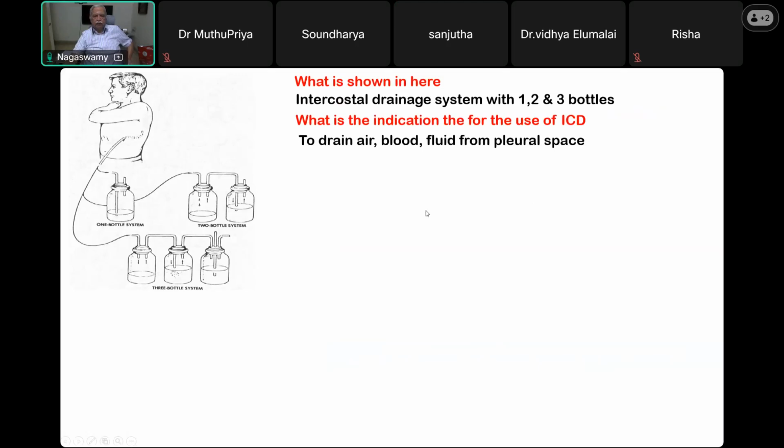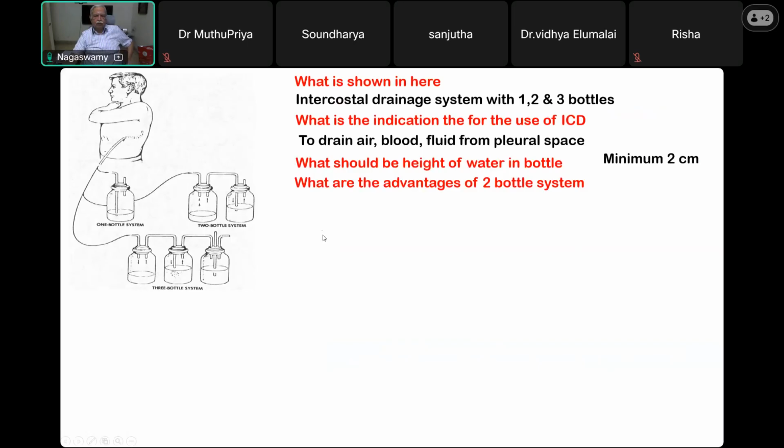Okay, a simple answer. What should be the height of the water in the bottle? 4 centimeters. Minimum 2 centimeters. Okay. What are the advantages of the two bottle system? Suction in a separate bottle and drainage in a separate bottle. Suction comes with the 3 bottle. Okay. Separate the fluid collection and a fixed underwater seal will be there.